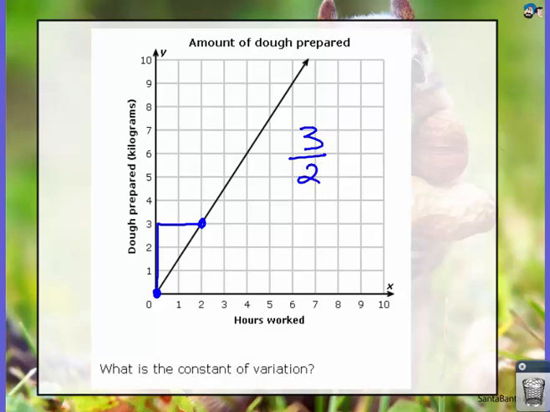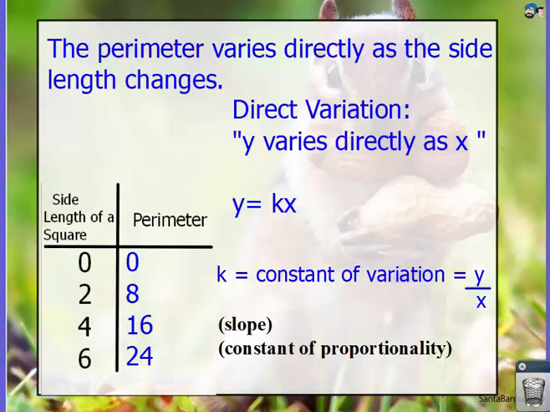Now, when we look at direct variation, what I need you to think about is there's a phrase that we always use in order to recognize direct variation. And that's this right here. Okay, direct variation, we will see this phrase every single time. Y varies directly as X. So if you see that phrase in the question, it is a direct variation question.